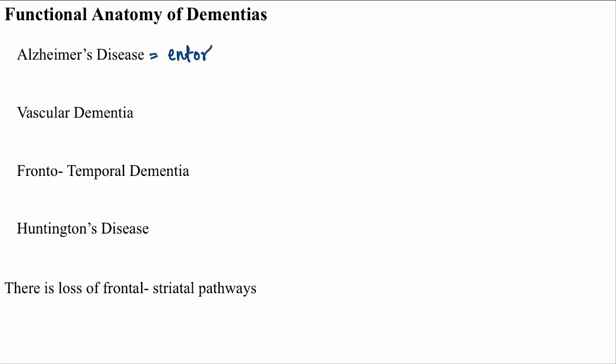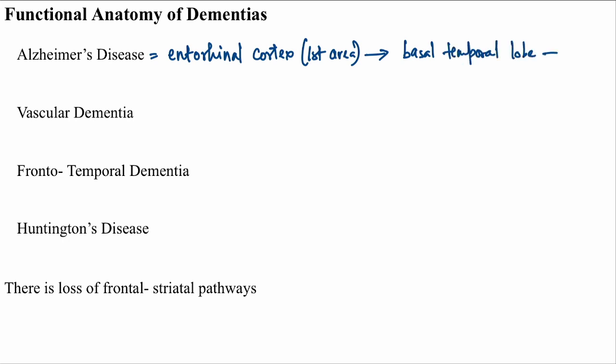Entorhinal cortex is involved most of the times. I mean, it is the first area to be involved, right? Then it will go into the basal temporal lobe, then to the lateral lobe, and then so on and so forth to the parietal lobe, to the frontal lobe also. So to begin with, Alzheimer disease starts in entorhinal cortex. It is very important, it is asked in many exams. So entorhinal cortex is responsible for Alzheimer's disease.